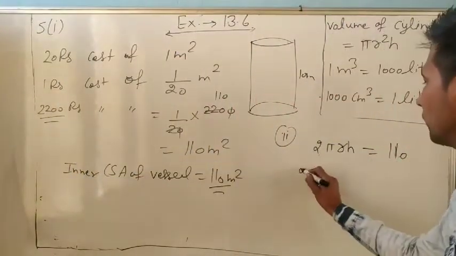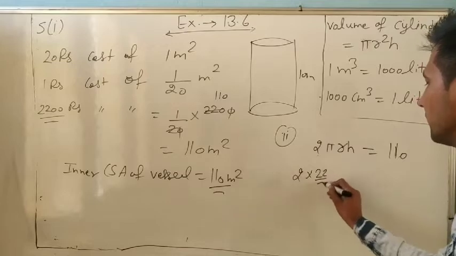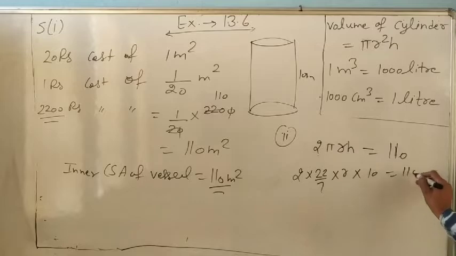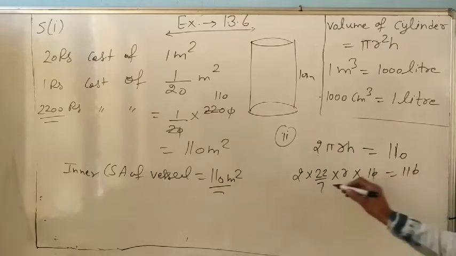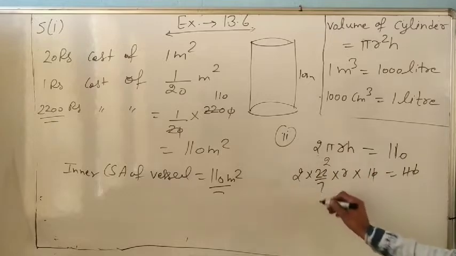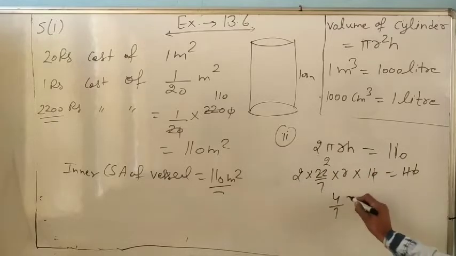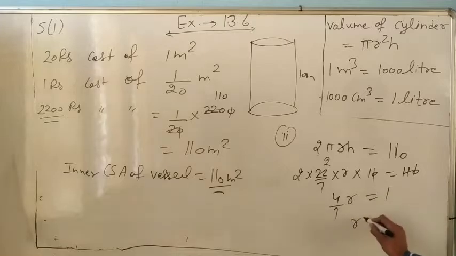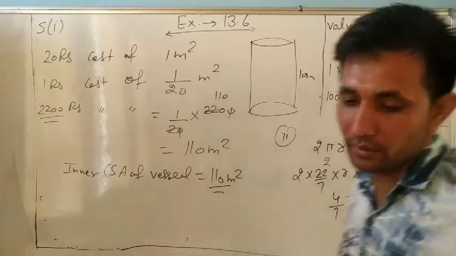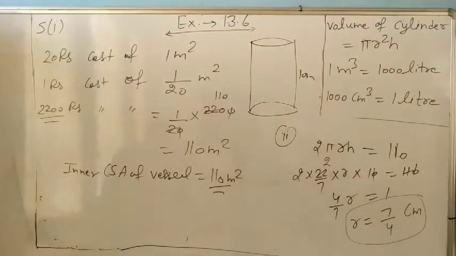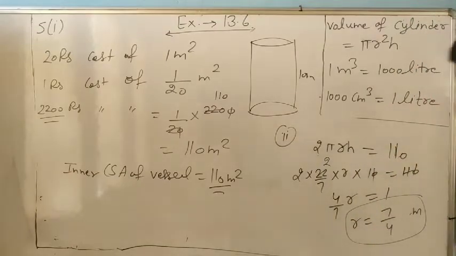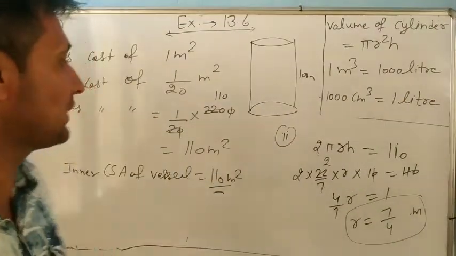Okay, next, how will you find? Very simple. 2 into 22 by 7, r we want to find, and h value 10, equals 110. The 0s cancel, and 11 goes 2 times. So what comes? 2 into 2, 4 by 7. R equals 7 divided by 4 centimeter. Sorry, it is given in meter, not in centimeter. It is meter.